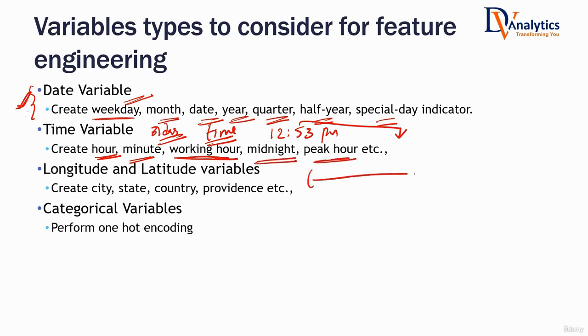Geographical variables are given as latitude and longitude values. Those latitude, longitude values are simple plain numbers. The ML model won't be able to understand anything. From there, you can derive city, state, country, province, etc. Sometimes there are some categorical variables where we can perform some kind of one-hot encoding. I'm going to tell you what that is.